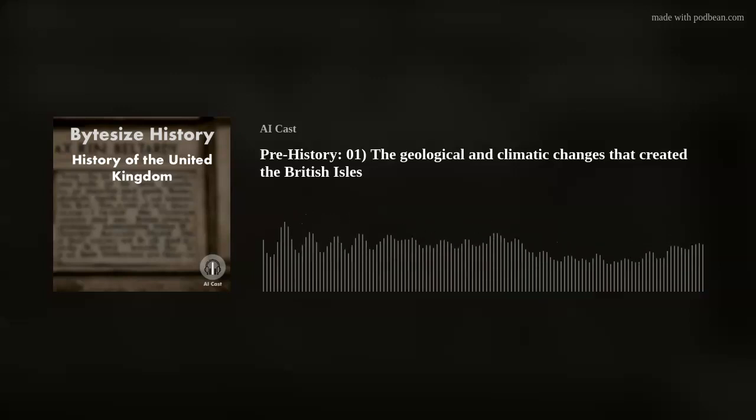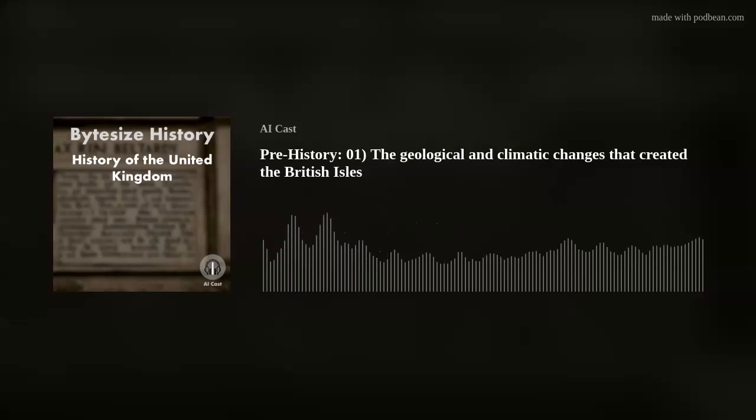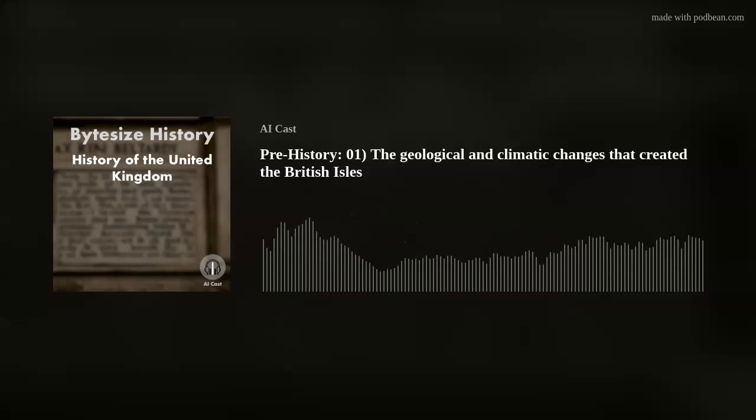of Europe. As the climate continued to change, the British Isles became home to diverse ecosystems and a wide variety of plant and animal life. This unique environment would eventually be inhabited by human beings, who would leave their mark on the land and shape its future. That concludes our episode on the geological and climatic changes that created the British Isles, and the rich natural and cultural heritage that has shaped the region's history.